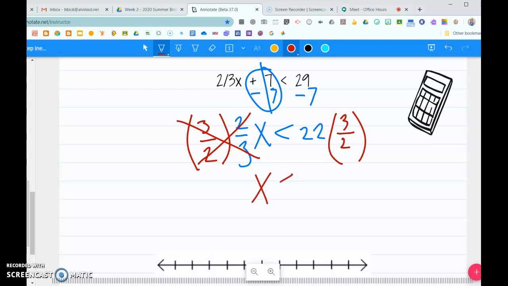My reciprocal was positive, so my sign does not flip. And then 22 times 3 is 66 divided by 2 is 33. So x is less than 33. It's going to be an open circle at 33. And since it's less than, we're going to shade to the left. So it's an open circle because it did not have the or equal to sign at the bottom.